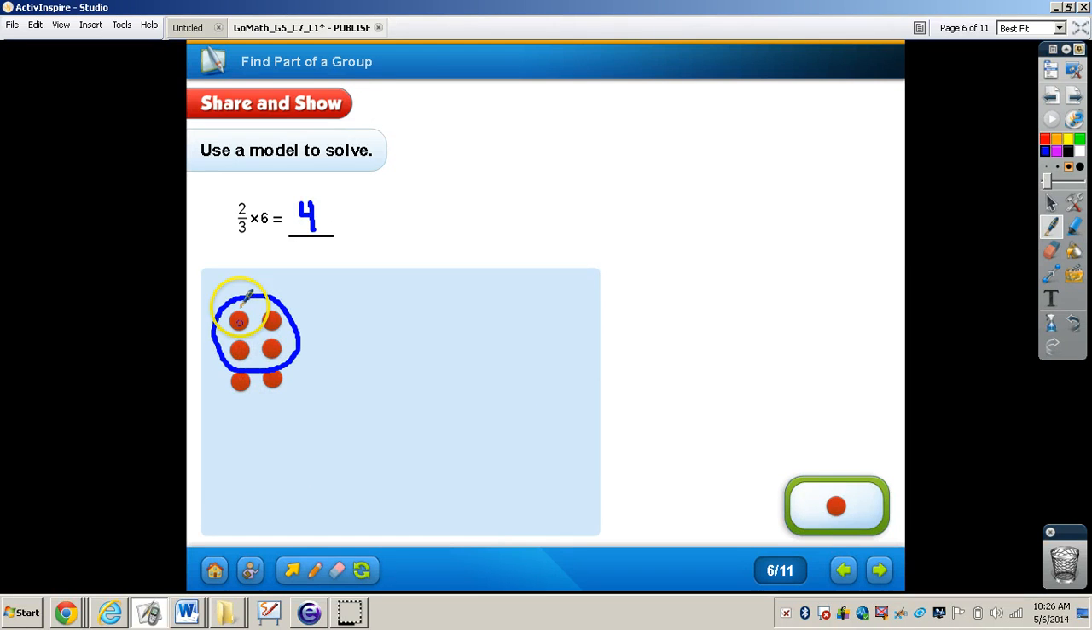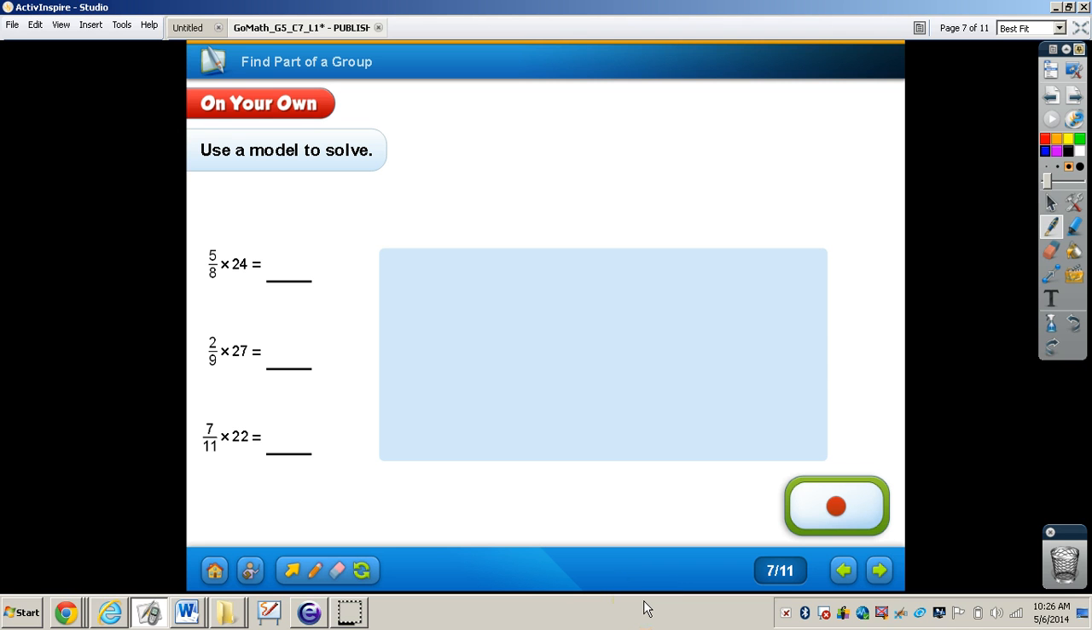Okay, this is what your model should have looked like, whether it was X's or stars or circles or whatever you used. 2/3 of the circles were circled, or the counters were circled. So 2/3 times 6 does give me 4.